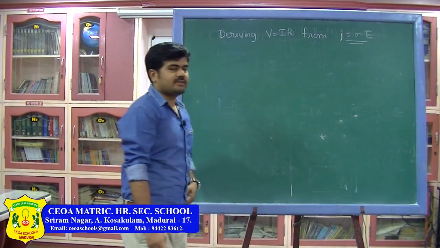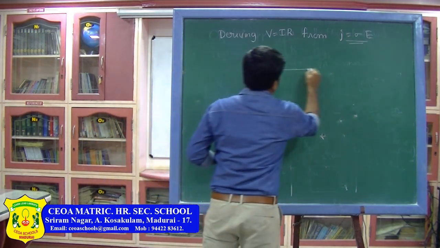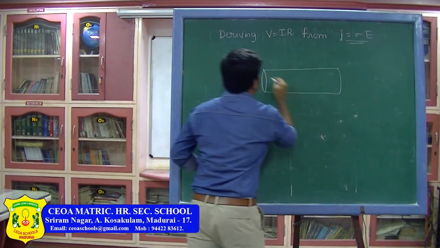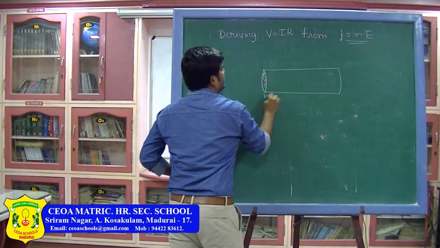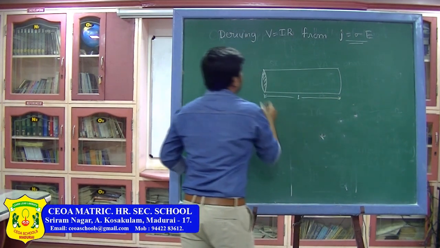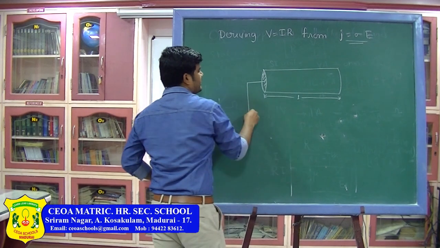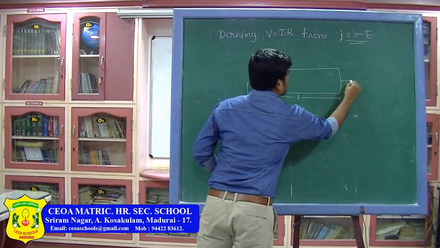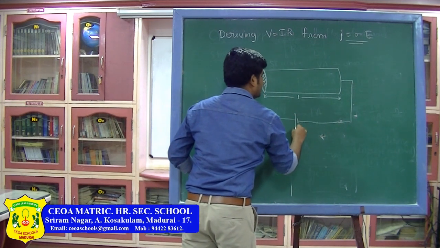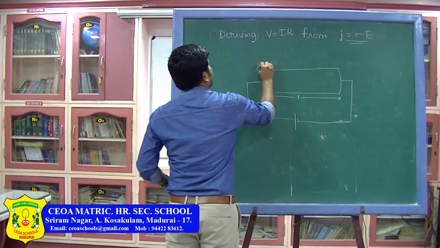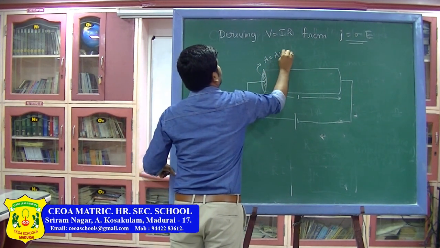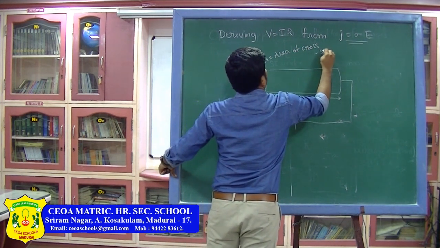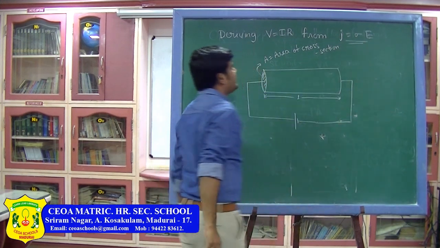Now, for that let us consider a conductor of length L. Let the length of the conductor be L and its area of cross section be A. Now, this conductor is connected to a potential difference of V volts. So, V volts of potential difference is applied to the conductor. The cross sectional area of the conductor is A.